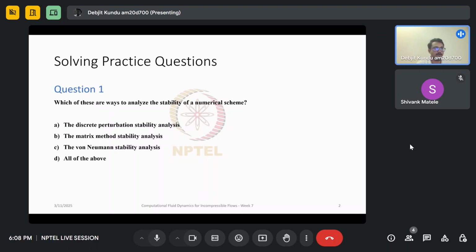So here's question one of today's session, which is asking which of these are ways to analyze the stability of a numerical scheme. Is it option A, the discrete perturbation stability analysis? Option B, the matrix method stability analysis? Option C, the von Neumann stability analysis? Or D, all of the above? Read the question carefully, and once you have figured out the correct solution, you can either type in the chat box or unmute and answer as well.